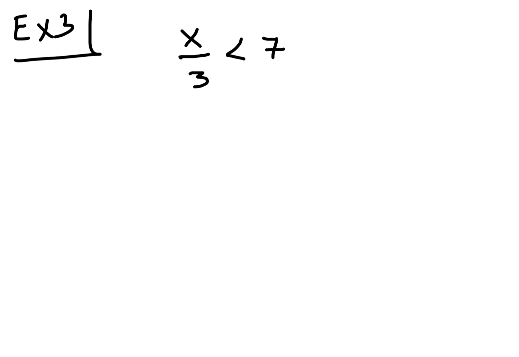Example number 3. I have x over 3 is less than 7. Whenever we have a fraction, in order to get rid of the denominator, we need to multiply by the denominator. So I multiply by 3, that cancels that out. Whatever I do to one side, I must do to the other. So I have x is less than 7 times 3, 21. My sign did not change because I didn't multiply by a negative, so we're okay.